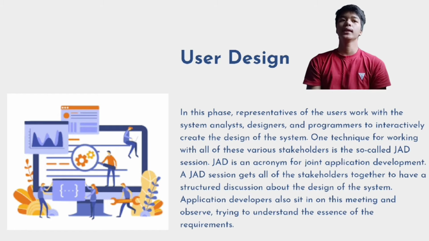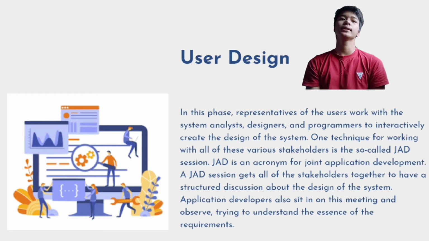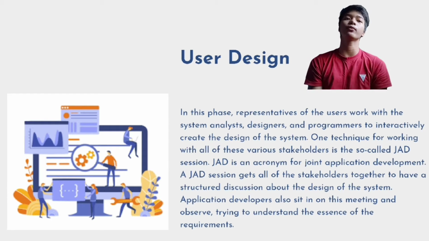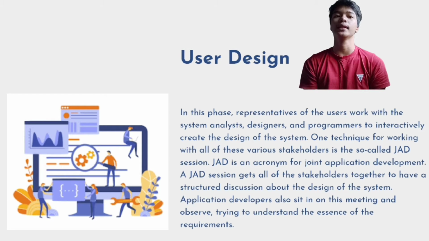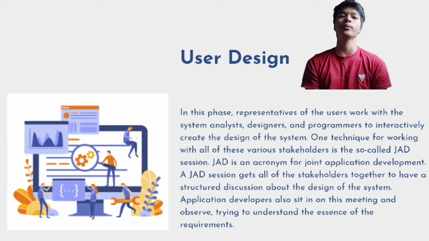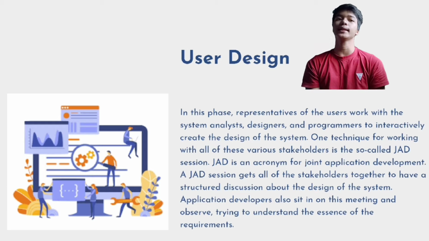User design. In this phase, representatives of the users work with the system analysts, designers, and programmers to interactively create the design of a system. One technique for working with all these various stakeholders is the so-called JAD session. JAD is an acronym for Joint Application Development. A JAD session gets all the stakeholders together to have a structured discussion about the design of the system. Application developers also sit in on this meeting to observe, trying to understand the essence of the requirements.